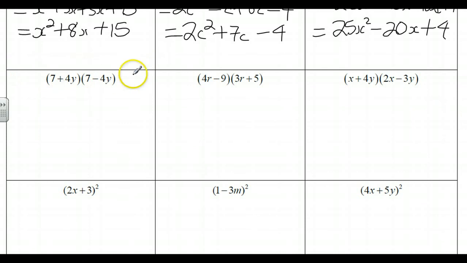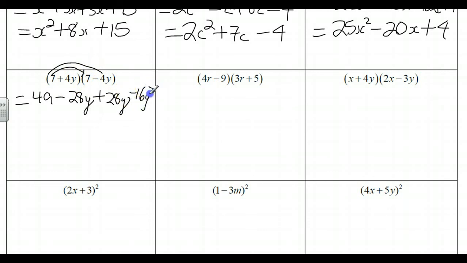These two terms, they actually have kind of a special name. No, they don't. We've got 7 plus 4y, 7 minus 4y. Okay, let's multiply it out. 7 times 7 is 49. 7 times negative 4y is minus 28y. Plus 4y times 7, well, that's plus 28y, minus 16y squared. 4y times negative 4y.